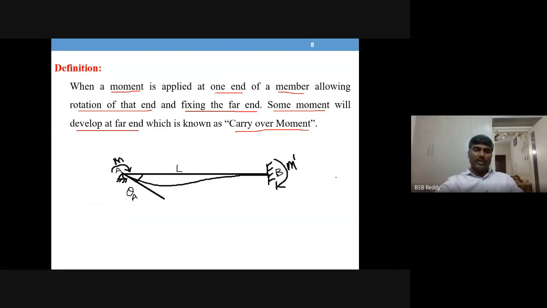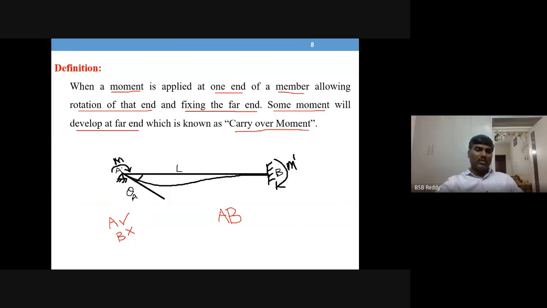So we have a member AB where one end is allowed rotation. One end we have a hinge, which means rotation is possible. So at end A rotation is possible, whereas at end B rotation is not possible, which means the far end is fixed.